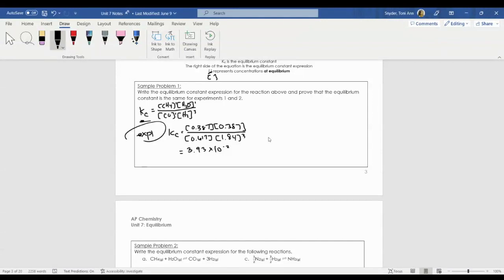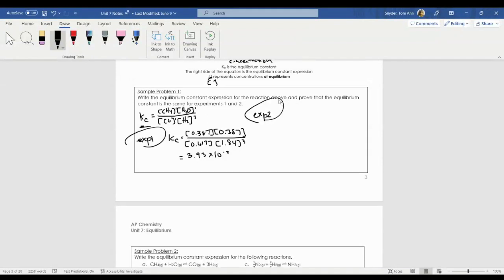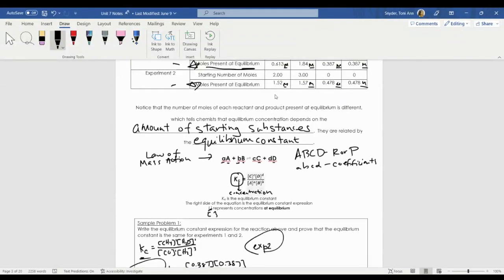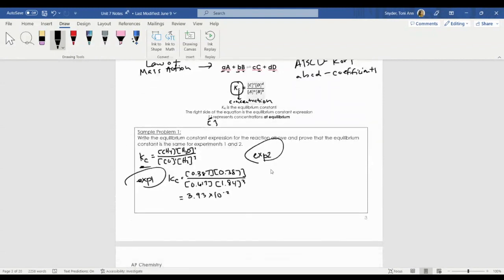Let's see, do we get the same equilibrium constant for the second experiment? That's what we're going to see. So for experiment 2, let's do the same exact thing. I'm just going to plug in these concentrations at equilibrium instead. So Kc is equal to 0.478 times 0.478 over 1.52, my concentration of carbon monoxide, times 1.57, my concentration of hydrogen, raised to the third power.